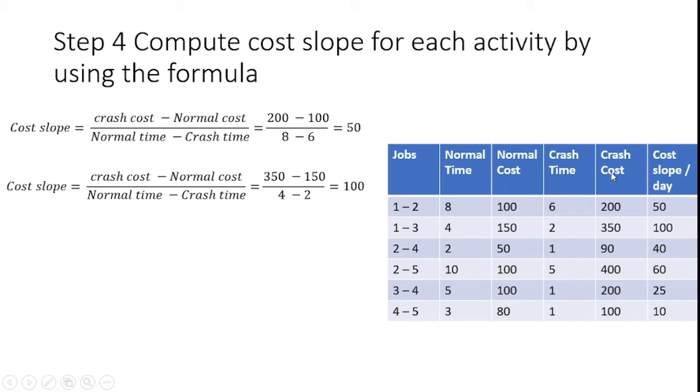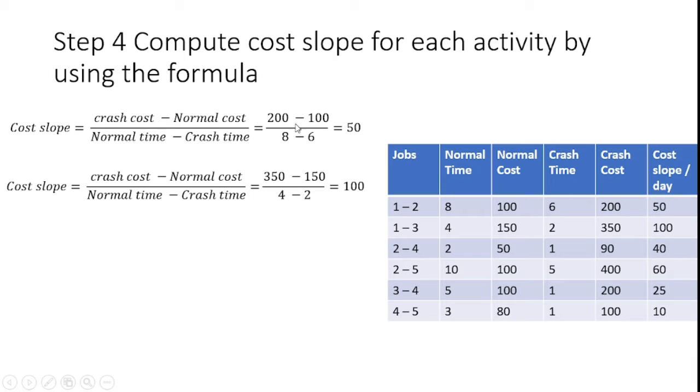Likewise, they give the data, but we have to identify it for every sequence. For example, if I consider jobs 1 to 2, what is the crash cost? It is 200, so I substitute 200 here. What is the normal cost? 100, so I substitute 100 here. What is the normal time? Normal time 8 is available, so here I substitute 8. Crash time for sequence 1 to 2 is 6, so I substitute 6 for the crash time.